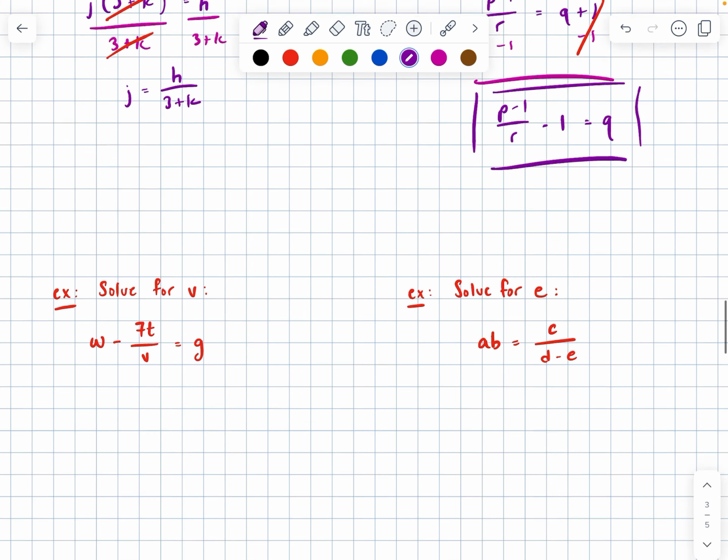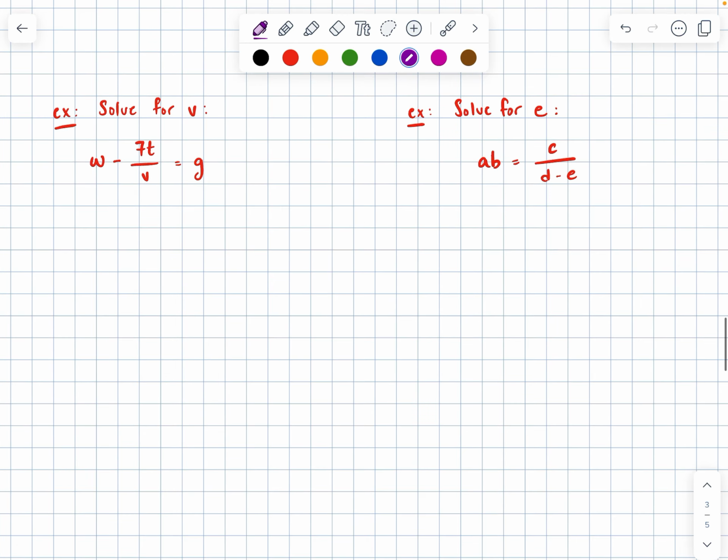Cool. Let's do 2 more. So same idea as above. I want to solve for v in the first one, solve for e in the second one. I could read them to you, but I trust that you're literate. Your English teachers have taught you well. Let's find the value for v, where v is by itself. Again, find the value for e, where e is by itself in each of these equations. Go ahead, play around, and we'll chat.